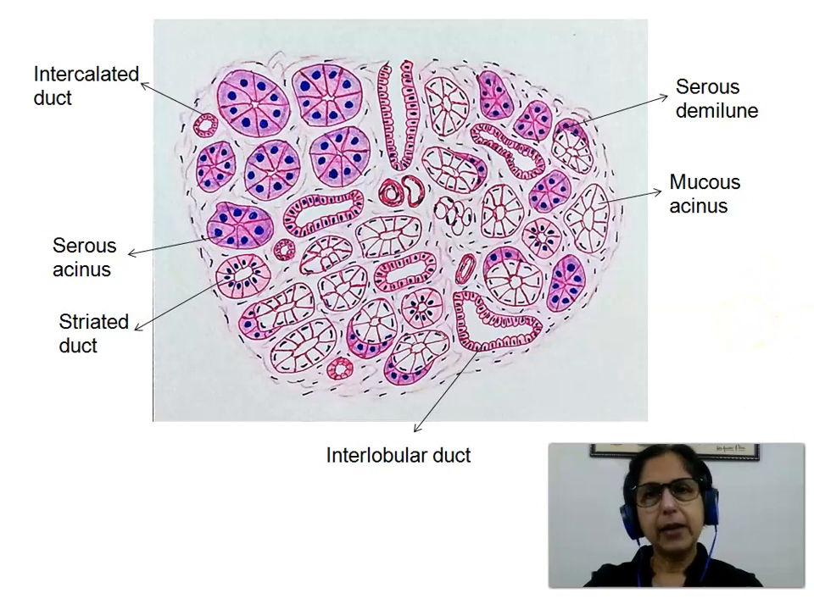We see a hand-drawn picture of the submandibular gland where we see serous acini, mucous acini, and a few mucous acini with serous demilunes. So this here is a serous acinus. These are mucous acini, and what we see here are mucous acini with serous demilunes. Also seen in the connective tissue are an interlobular duct, a striated duct, and blood vessels and adipocytes.